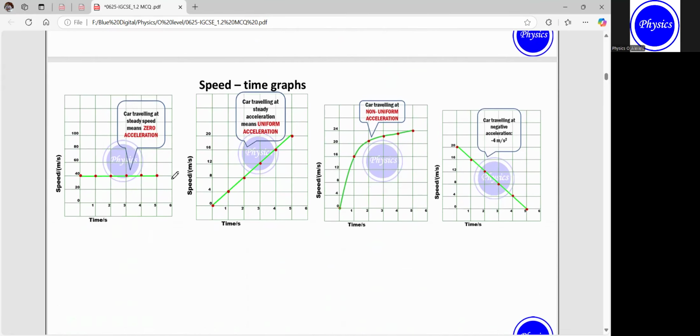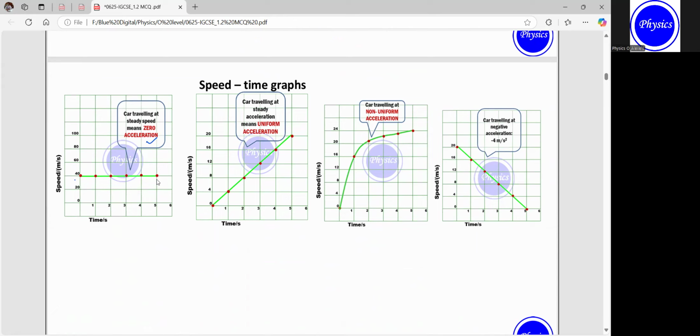For speed time graphs, look, a similar type of graph in distance time, it's going to be stopped. Okay, the object is not moving. But here it is steady speed. You can interpret from the graph that the object for like 5 seconds is moving with the same speed, like 40 meter per second. So it is steady speed. We can call this a zero acceleration graph too.